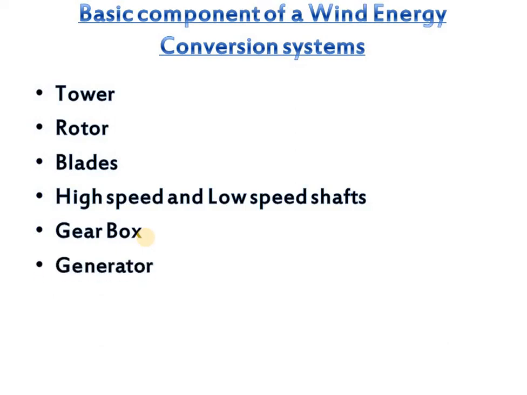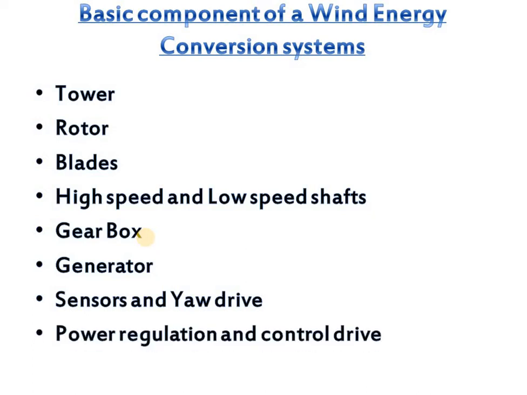And generator is required to convert the mechanical energy into electrical energy. And sensors and yaw drive are another important part, which is used to rotate the fan according to the direction of wind. You know, wind is always not blowing in the same direction. Wind may blow from different directions. Accordingly, we have to set the fan blades. A device is used to set the rotor and blades towards the wind direction. That device is called yaw drive.